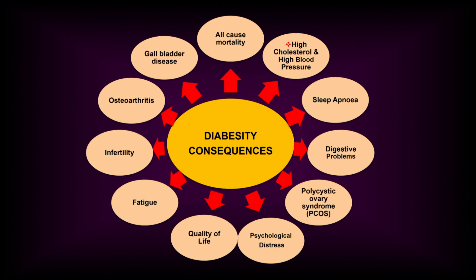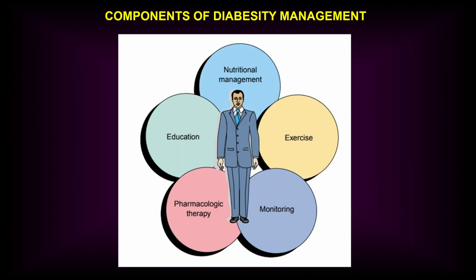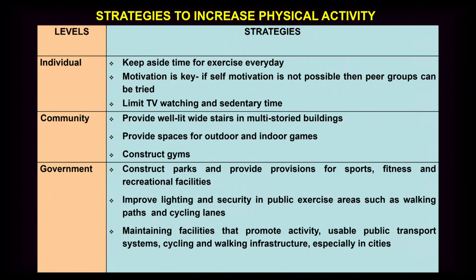So the consequences, well, they are the consequences of obesity and diabetes. You have sleep apnea, digestive problems, PCOS, fatigue, osteoarthritis, infertility, gallbladder disease, stress, quality of life, all-cause mortality. Now, the important thing to note is that these are all the complications of obesity. Everything worsens with uncontrolled glycemia. Complications of diabetes, macrovascular, this audience does not need this at all, but it's just important to note that all of these worsen with obesity. So the diabesity is there.